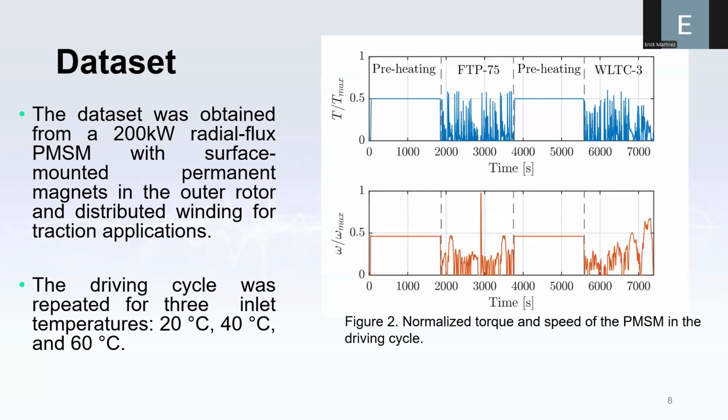In this regard, in figure 2, you can observe the driving cycle that was used to produce the thermal response in the machine. In this regard, we were using a preheating period for a certain amount of time. Then we apply the Federal Test Procedure 75, and then we apply another preheating period, and then we apply the WLTC number 3 driving cycle. These two driving cycles were selected because they are high demand driving cycles, typically used for testing vehicles. And well, you can see at the top the normalized torque, and at the bottom the normalized speeds of the motor.